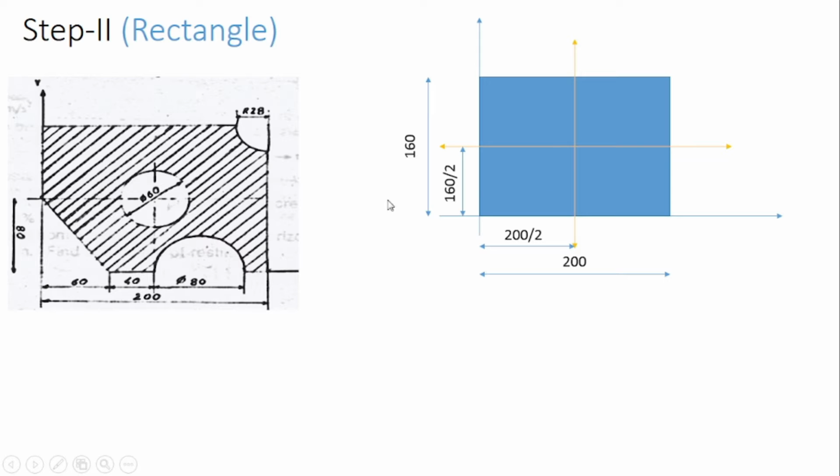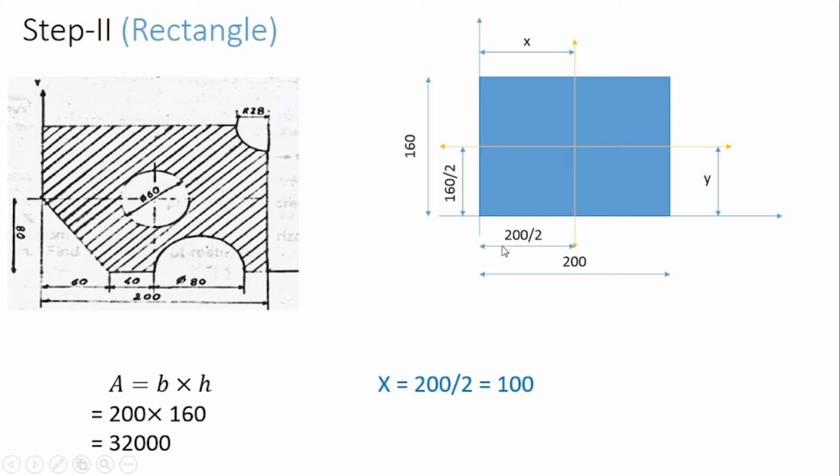Now x bar is the horizontal distance between the centroidal axis and the reference axis, and y bar is the vertical distance between the centroidal axis and the reference axis. In this way we can calculate x bar and y bar. First we'll calculate the area. Area is equal to base into height, so 200 into 160. Then x bar is simply 200 divided by 2, so it is 100, and y bar is equal to 160 divided by 2, so it is 80. You should not make any mistake in the calculation of x bar and y bar for a rectangle, because it is very easy to identify.